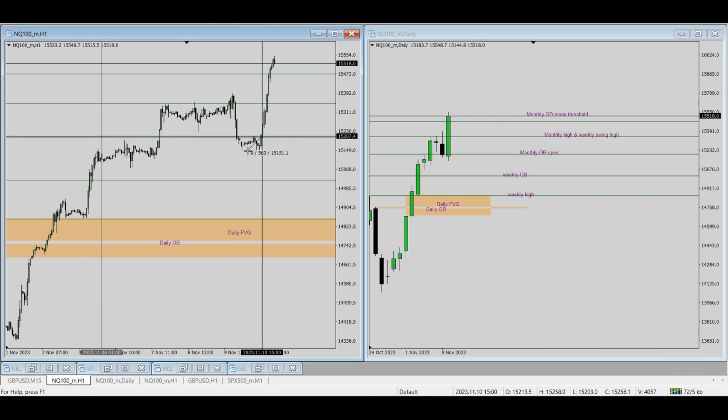And what do you do? You enter that zone, your stops below that low. Confidently, you can aim for this high or aim for this next draw on liquidity, which is going to be the monthly order block mean threshold. You can see how this top down analysis is helping us.